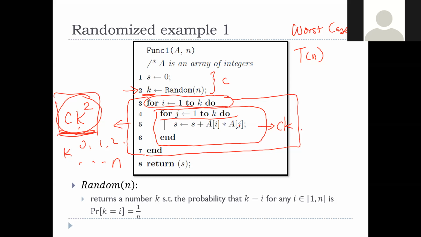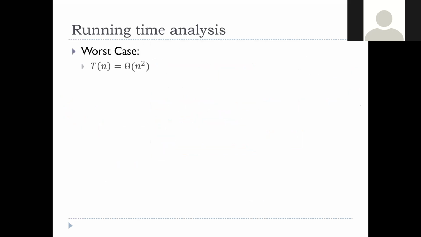Let me just write it here. Worst case happens when the choice of k is equal to n, and the running time in that case is order of n squared. So that's the worst case running time. All right, let me clear it. And this is what I showed here. Again, remember that this happens when k in line 2 is n.